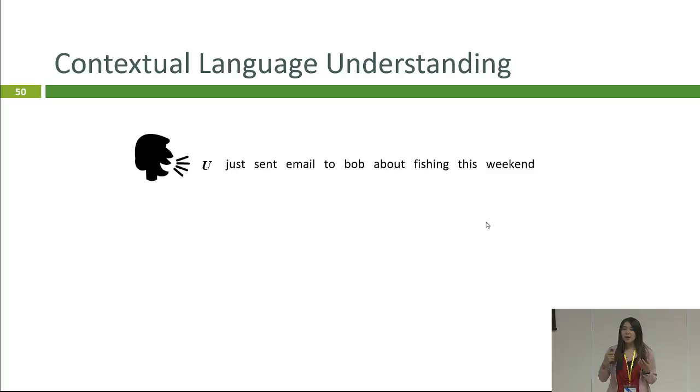But language understanding is still very challenging, because this sentence seems very easy: just send email to Bob about fishing this weekend. We can design a domain about communication. Intent is about send email, and we can extract the slots and then generate the API call correctly. However, it's a very easy single-turn conversation.